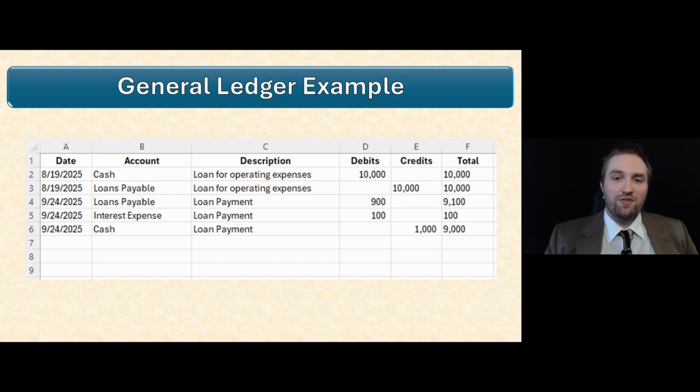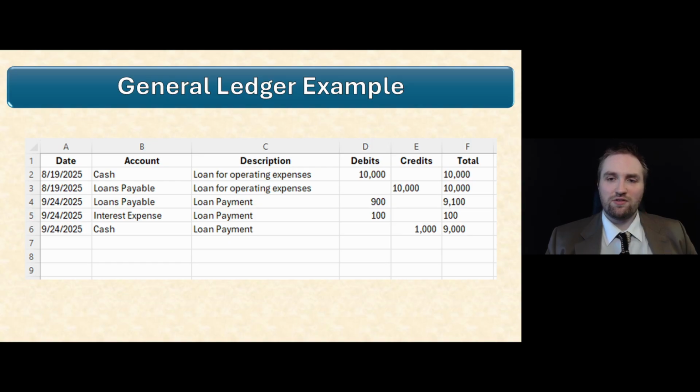Now, let's say there was a $1,000 payment on September 24th, 2025 that was journaled separately. $1,000 in cash was spent to pay off $100 in interest as well as $900 off the loan. Let's post it. Notice how the total is updated.